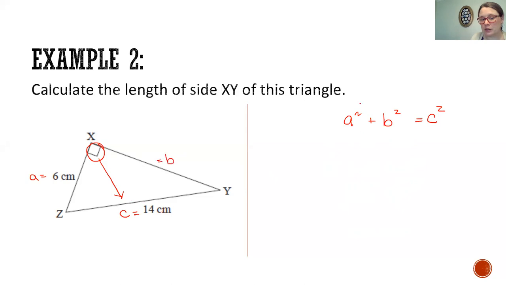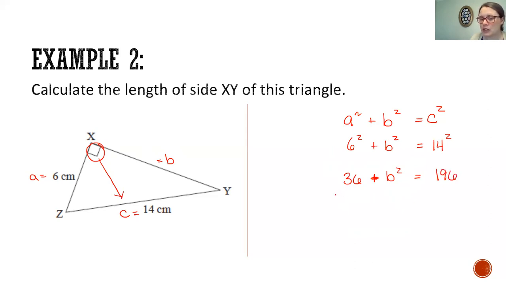And now we substitute in. So a is 6, so 6 squared plus b squared equals c squared, which is 14 squared. Expand those. 36 plus b squared equals 196.